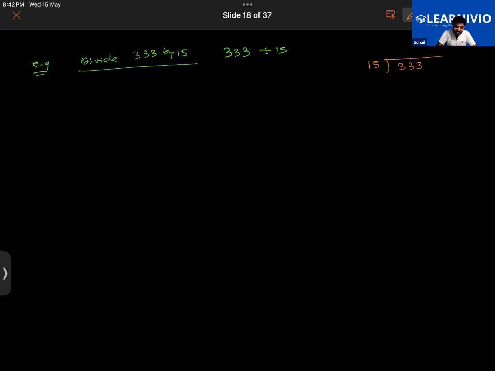First of all, tell me which is the divisor here. Habib, out of 15 and 333, which number is the divisor? 15 is the divisor. Which number is the dividend, Sumaya? 333. Okay, so that is clear.